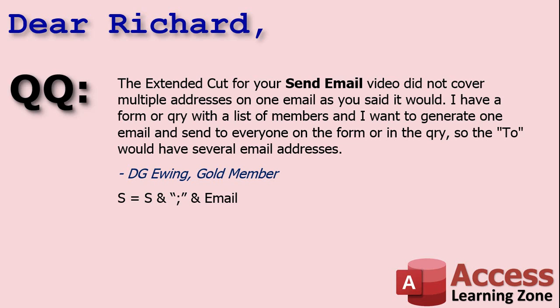Start off S as blank, and then each time it loops, say S equals S and a semicolon and whatever the next email address is. Right? Put them all together. You might need a space in there too. You might need a semicolon space. I don't remember. And that will put them all in the To field. Then you just send one email to that whole list. Okay? But I like my way better. But whatever works for you.